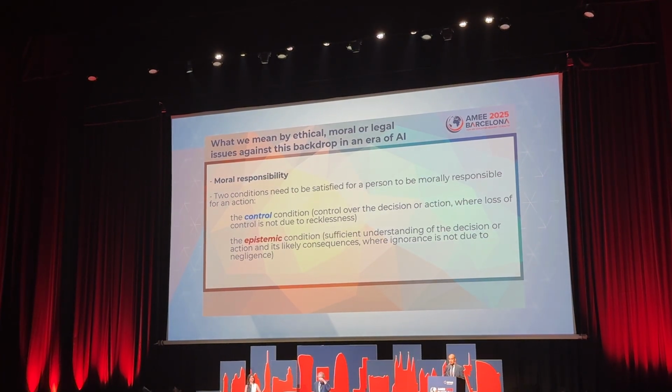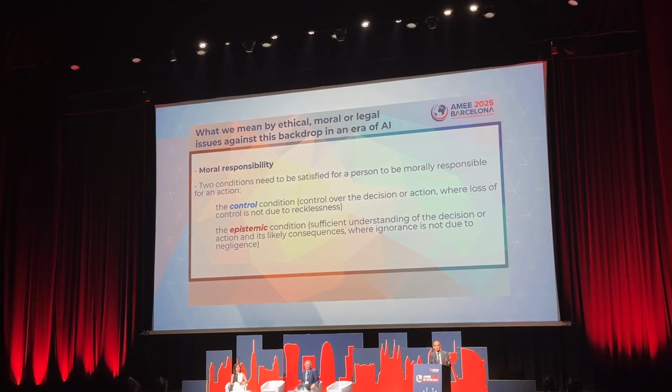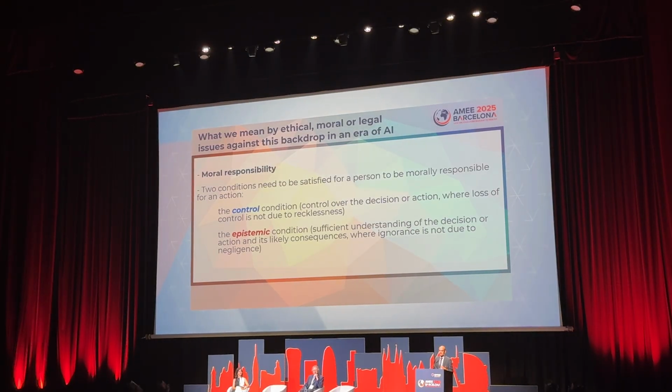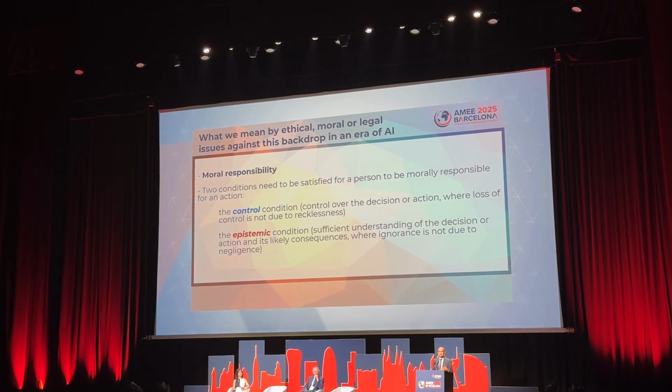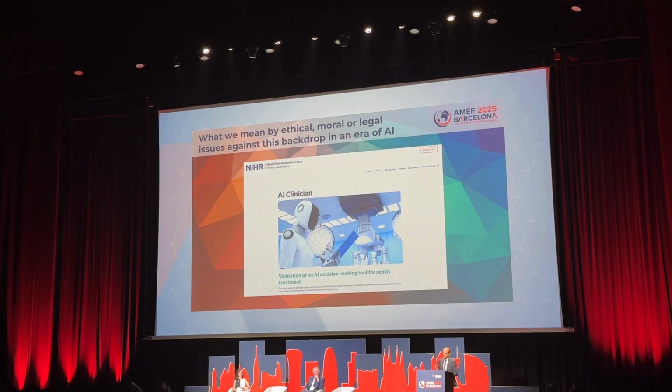The control condition, i.e. you have to be in control of that decision or action, where the loss of that control is not due to recklessness, and what's known as the epistemic condition, and that means that you have to have sufficient understanding of that decision or action and its consequences, and not having so, i.e. being ignorant of it, is not due to your own negligence.